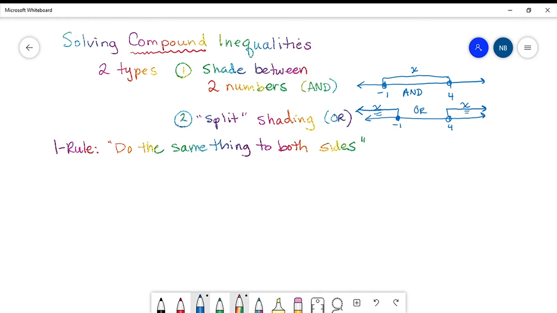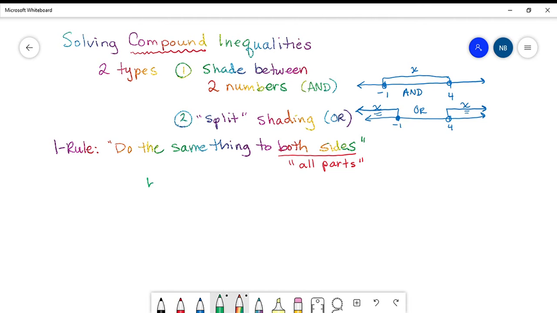Now there's one rule. Like with most solving, you just want to make sure you do the same thing to both sides. Now I'm going to change this both sides part because sometimes you have more than two sides, which I realize is a strange thing to say. So do the same thing to all parts. You'll understand that better in a minute.